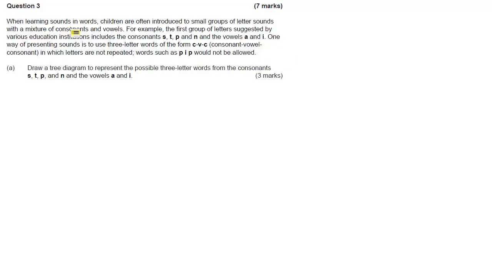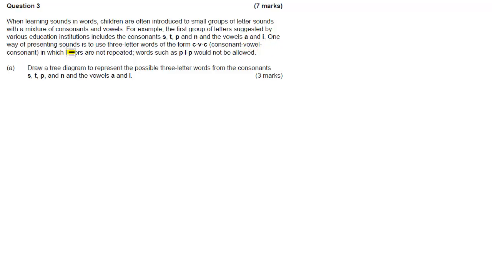When learning sounds in words, children are often introduced to small groups of letter sounds with a mixture of consonants and vowels. For example, the first group of letters suggested by various education institutions includes the consonants S, T, P and N and the vowels A and I.